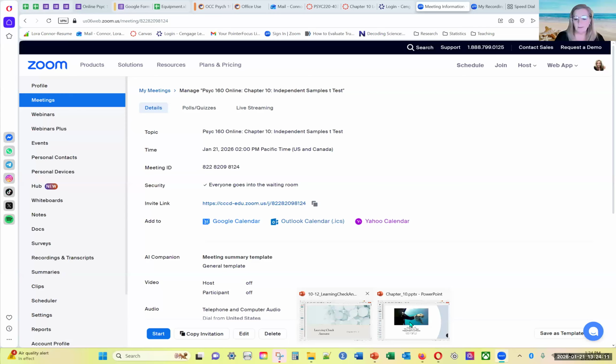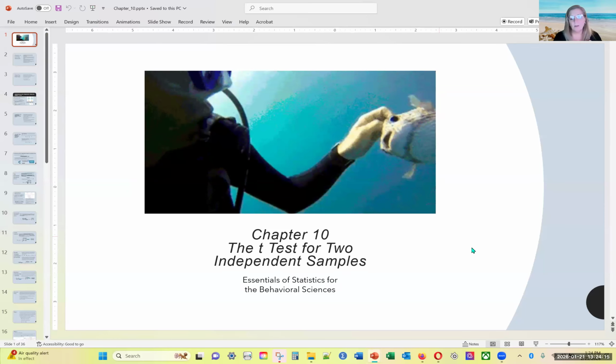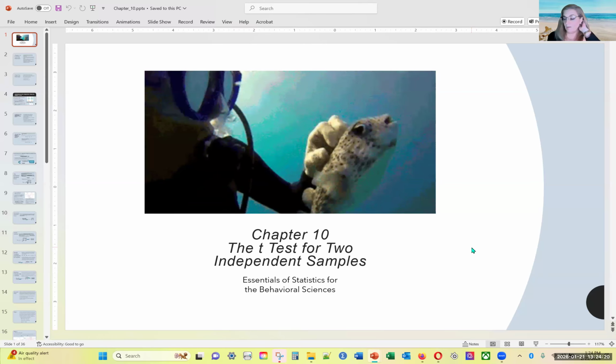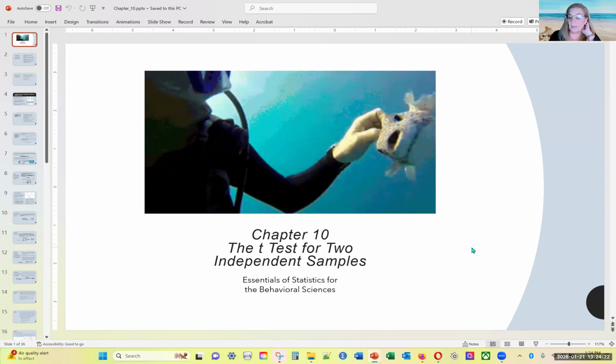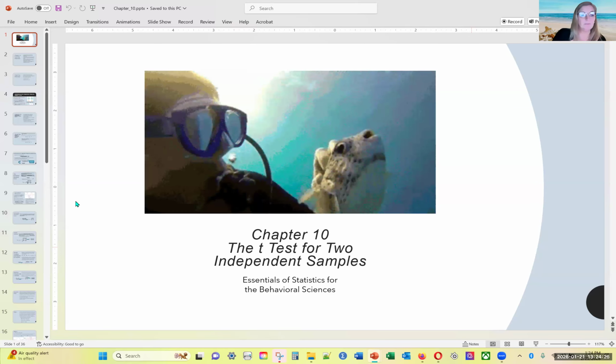Right, we're on to chapter 10. So we're going to go ahead and just get started with that. Last time we did the t-statistic for the one sample t-test, and now we're going to look at how that might be done for two independent samples.